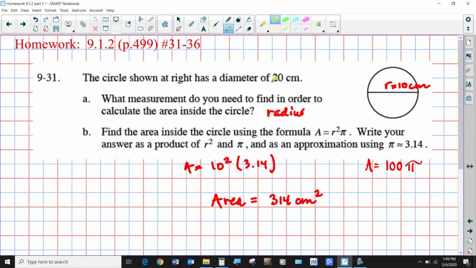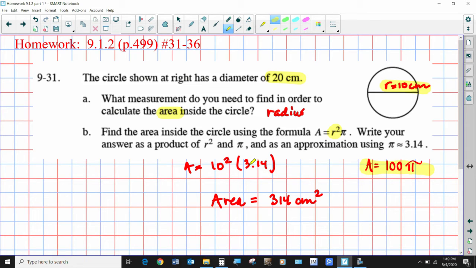So here we go. The circle shown at the right has a diameter of 20 centimeters, which means that the radius must be 10 since the radius is half. So what measurement do you need in order to find the area? Well, for this formula, you need to know the radius and you need to square it. So that makes it kind of nice here because 10 squared is easy. That's 100. And so sometimes you'll see it written like 100 pi, where you don't actually figure out what 100 times pi is, even though that's what this answer wanted. But sometimes you'll see it written, this is called in terms of pi.